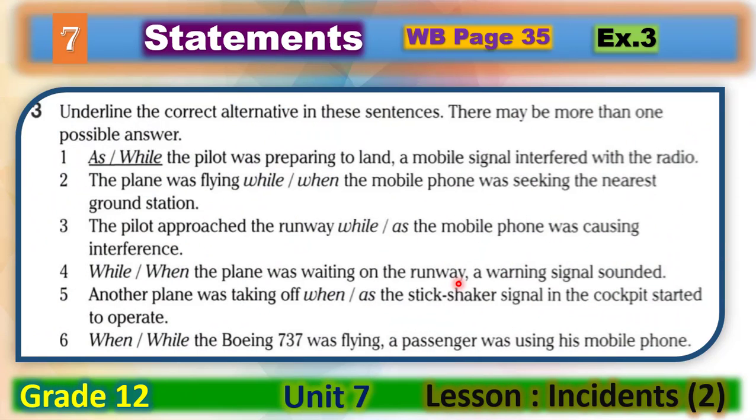Great. Now please open your workbook, page 35, exercise number 3. In this exercise, you have to underline the correct alternative in these sentences. There may be more than one possible answer. You can choose as or while. Here in sentence number 1, we can choose both of them. We can say as the pilot was preparing to land, or while the pilot was preparing to land.